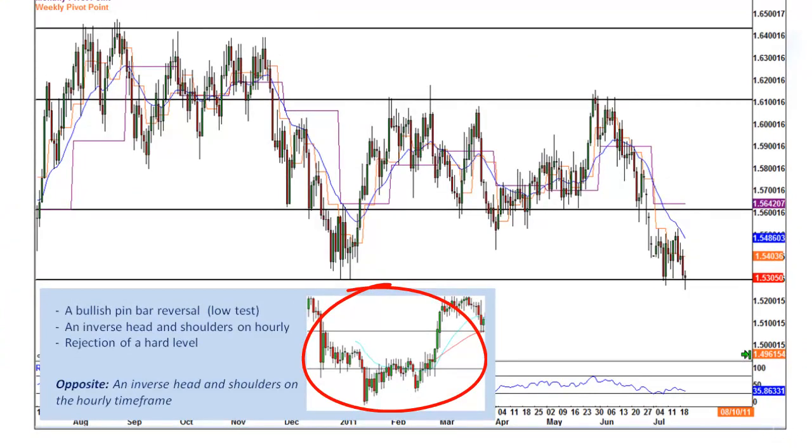And looking at the hourly, we have that right there. We've got an inverse head and shoulders, which is fantastic. So to conclude, we've got a bullish pin bar reversal, or a low test, as some of you might refer to it as, supported by an inverse head and shoulders on the hourly time frame. But how did we do? Let's take a look.